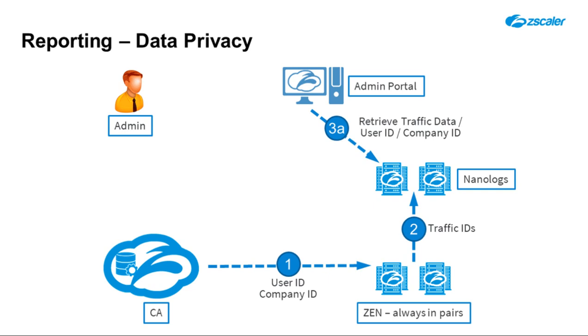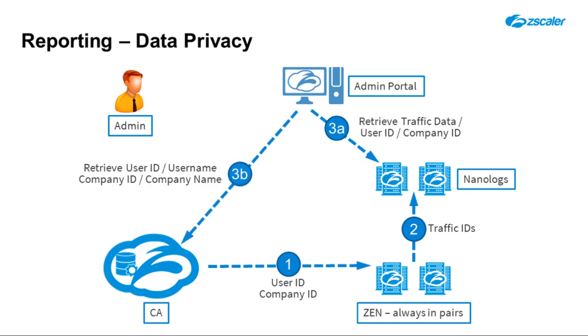A. The admin server retrieves the logs from the Nanolog cluster. B. The admin server retrieves the mapping of user ID to their actual values from the CA only for the users who have that privilege.